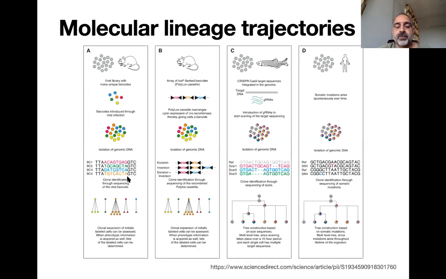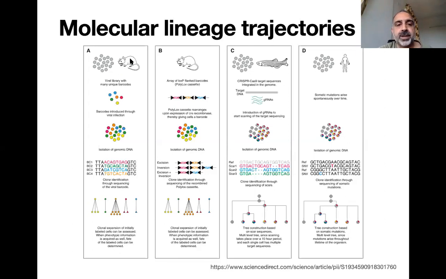And then what you're able to do is at some point take a group of cells, for example, maybe some liver cells or a particular population of neurons, and then do single cell sequencing. So you can sequence the genome of each cell, and ask whether you can then detect any of these barcodes.